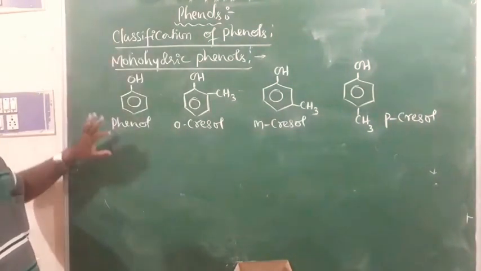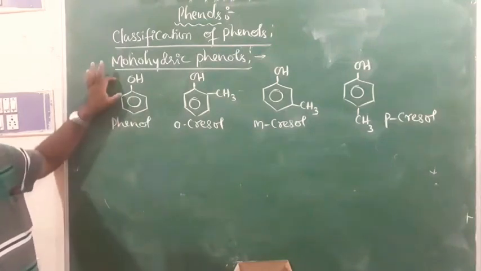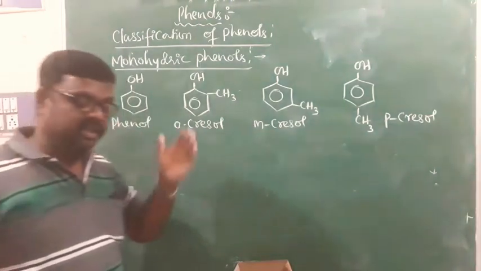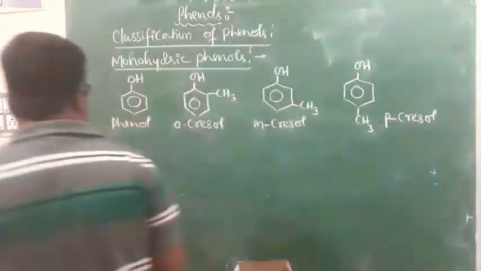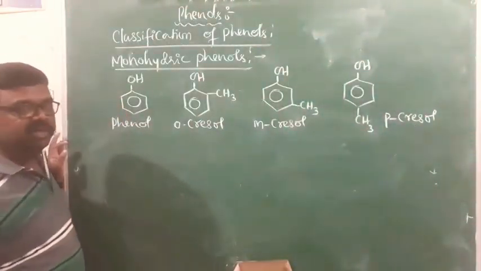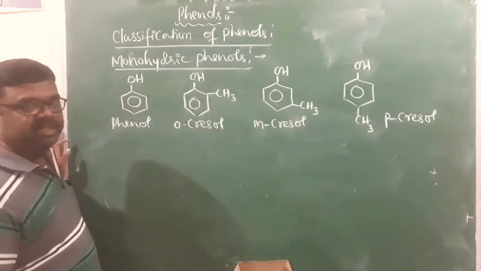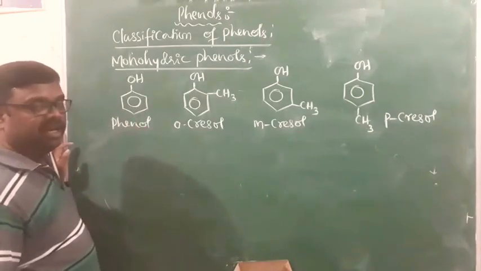Actually, this name phenol is obtained from the common system, but in this case the common name phenol is written as the IUPAC name. You can name it as hydroxybenzene in the IUPAC system, but phenol will be written as the IUPAC name.